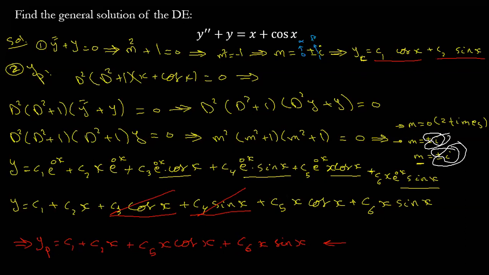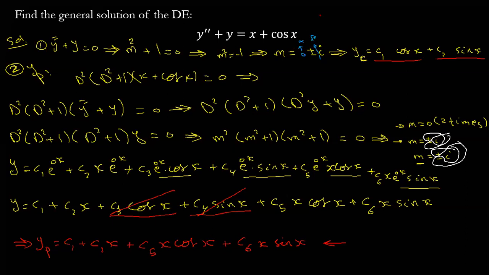It isn't my YB, because my YB has specific numbers, no constants. How to find those constants, C1, C2, C5, C6? Take the derivatives and put it in the equation. Great, Muhammad. Take the derivatives and plug in your differential equation.